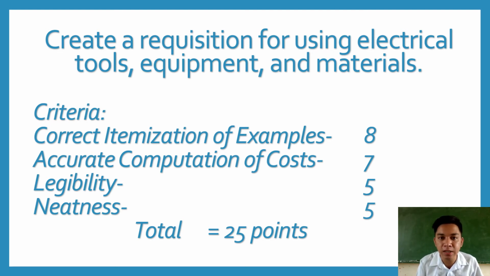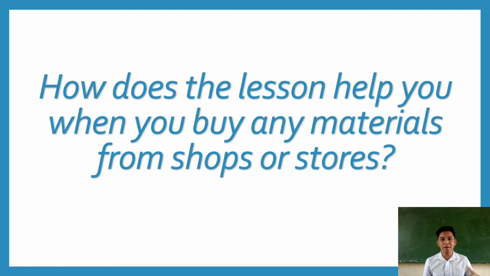Next, legibility. Of course, you need to make it readable. Dapat mabasa. And lastly, we have neatness. When you make or draw the format, make sure that it's clean. So there will be no erasures. Alright? Sige. So, the total points for your activity is 25 points. Very simple, right? Okay.